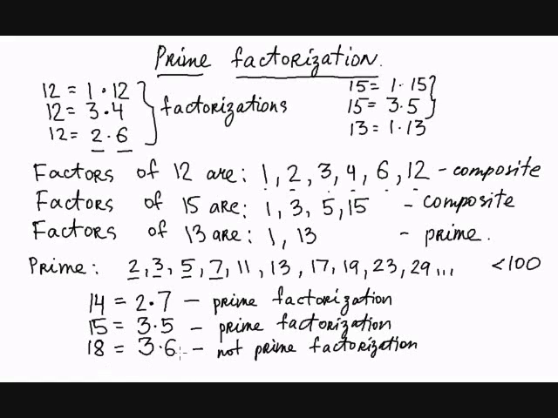But if I write 6 as a product of prime numbers, we know that 6 is 2 times 3, and if I write 18 as a product of 2 times 3 times 3, so again it's a factorization and all the factors are prime, therefore this factorization is a prime factorization. So in my next video I'm going to show you how to find the prime factorization of any number.